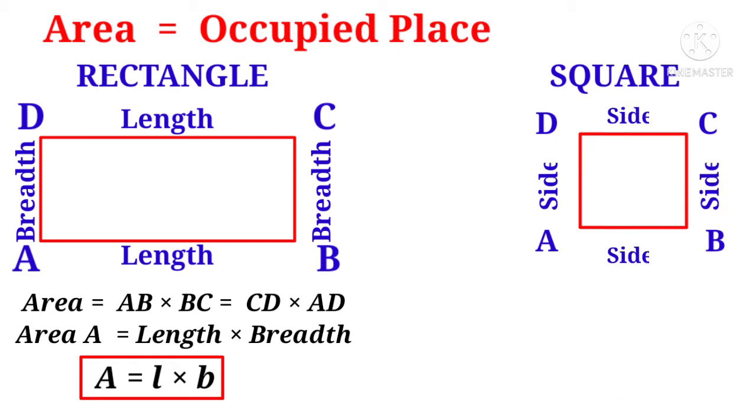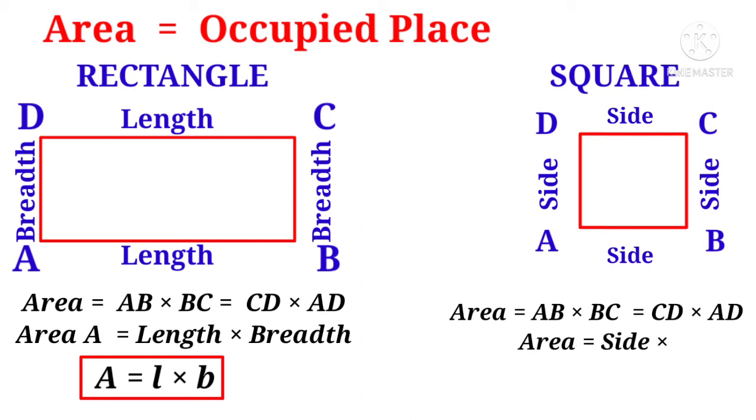Now write side in place of 2 centimeters. Area is nothing but product of adjacent sides. So area is equal to AB into BC or BC into CD or CD into AD or AD into AB. So area is equal to side into side.